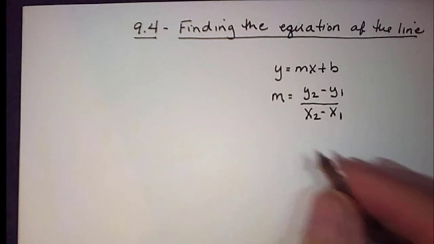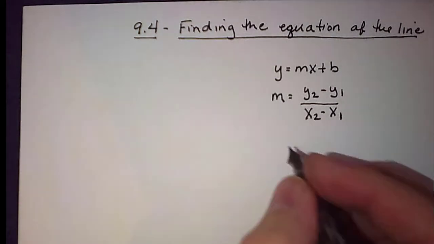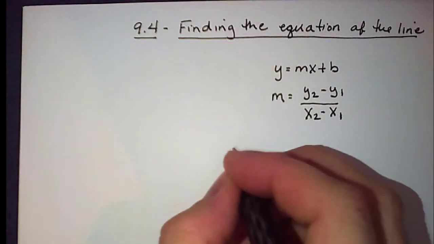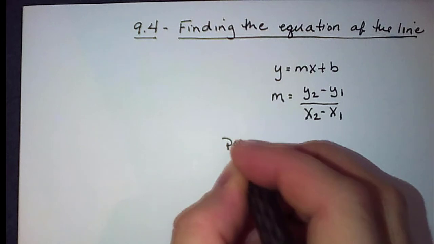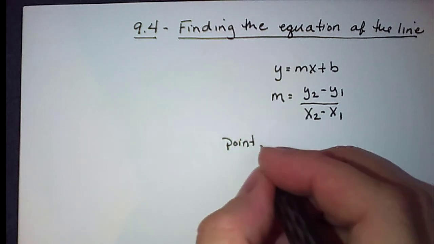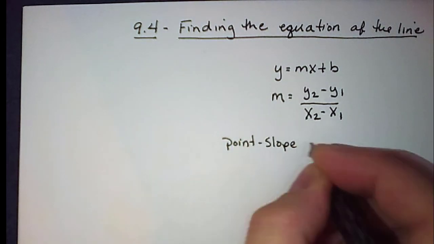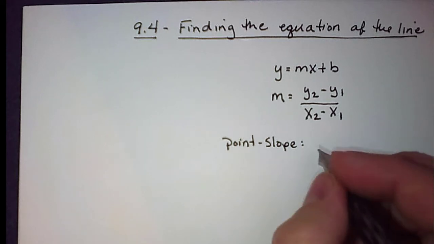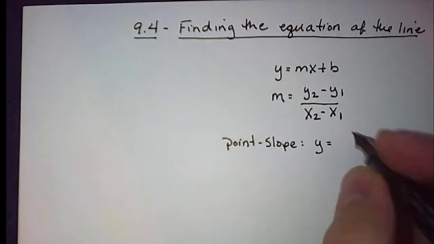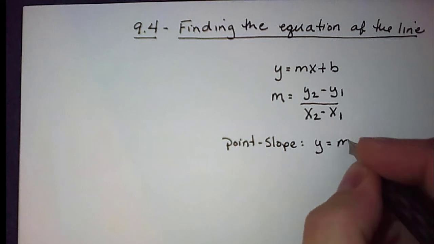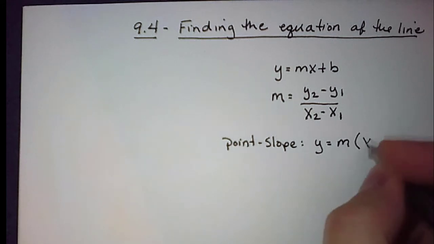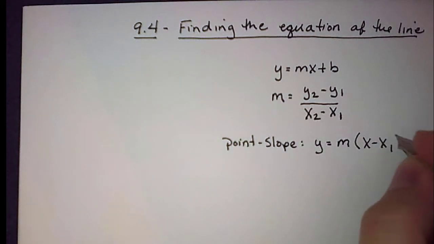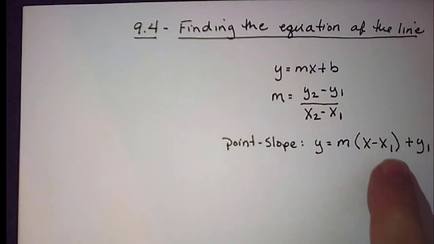The last formula, and the one you're going to need to know for this section, is called the point-slope formula. And the point-slope formula is going to be y equals m, where m is my slope, times x minus x1 plus y1. Okay, where my x1 and my y1 are going to be pluggable points in from my line.